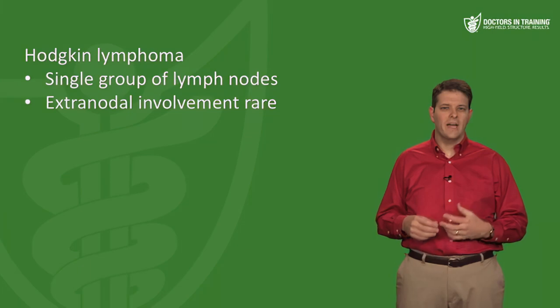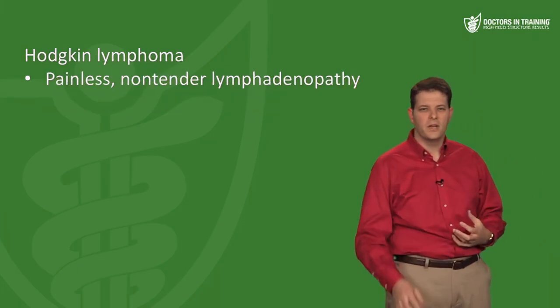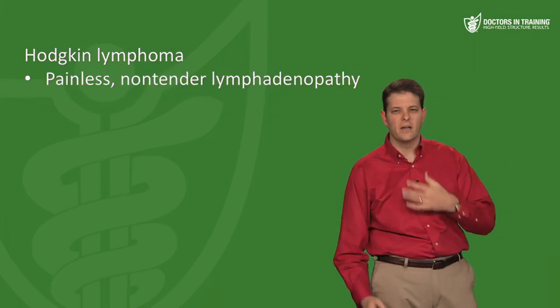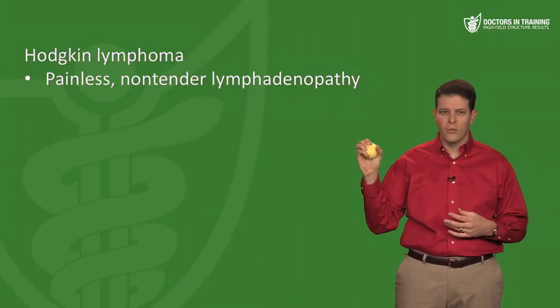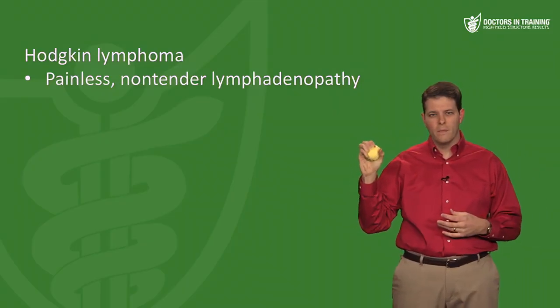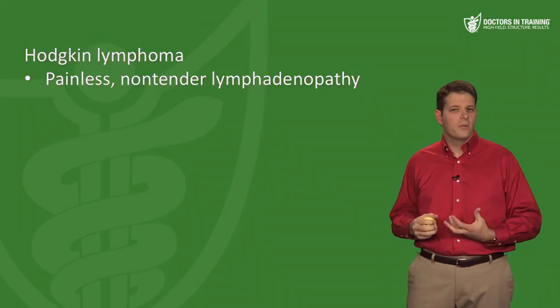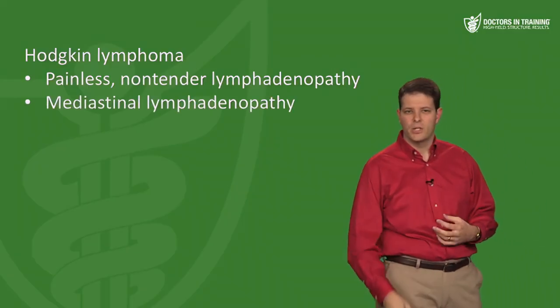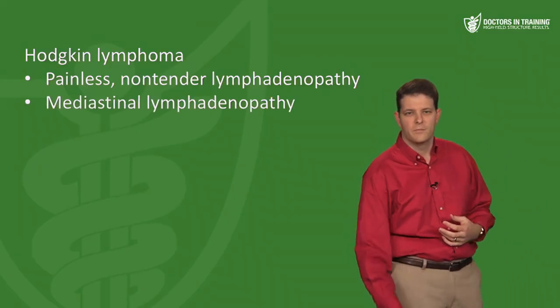These patients will classically have painless, non-tender lymphadenopathy, especially in the neck. These nodes feel firm and rubbery, kind of like squeezing a rubber ball. Patients might also present with lymphadenopathy in the mediastinum, which you can see on chest x-ray or CT.